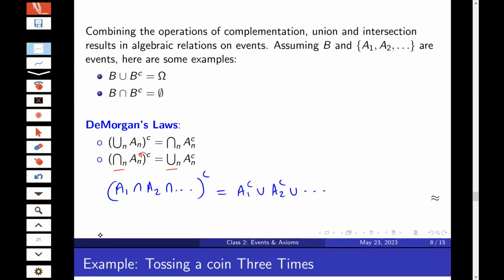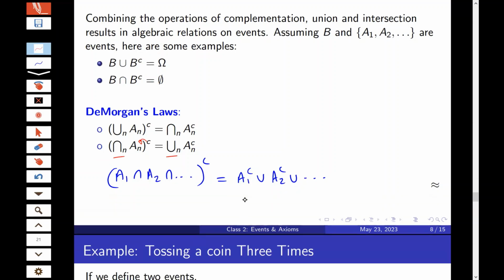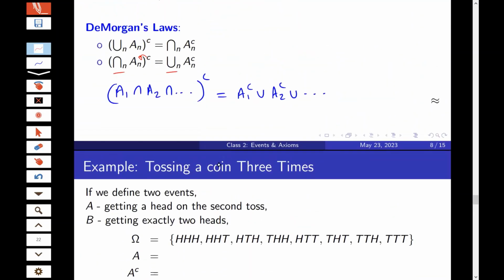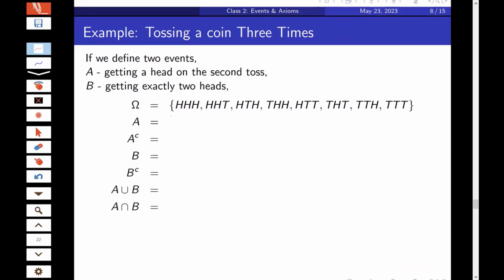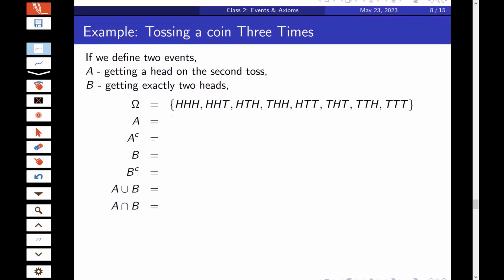Sometimes you may use these concepts to calculate the probability of events. Okay, now let's do one more example related to these concepts. Let's define two events. A is getting a head on the second toss, B is getting exactly two heads. I think we did this example already, but we need to calculate a few more things. So let's complete this event first.